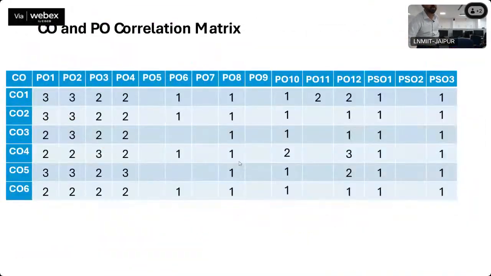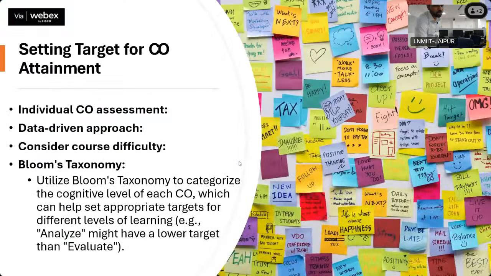Once you have this COPO correlation matrix, then you have to do setting target of CO attainment. Then like I told you, there are different methods to follow or to set the CO attainment criteria. First one will be individual CO assessment. So depending upon what contents you have covered for that particular CO and the complexity of that particular CO, you can define the criteria, attainment criteria for that particular CO.